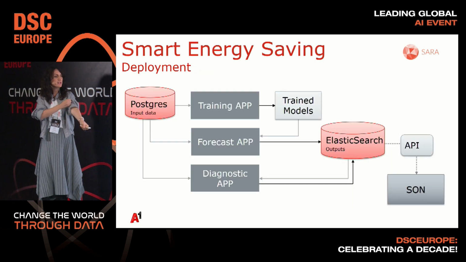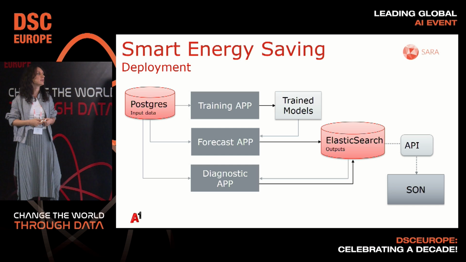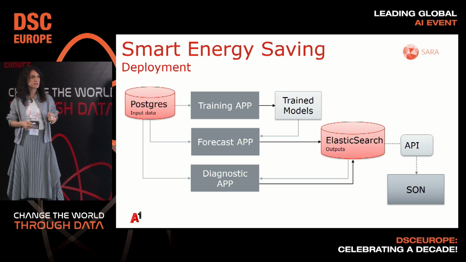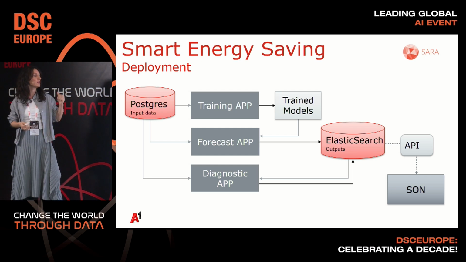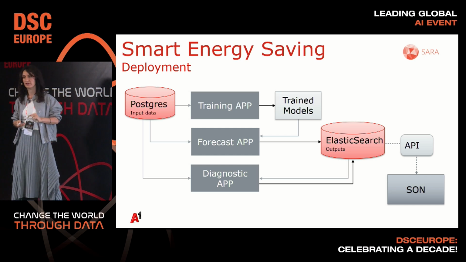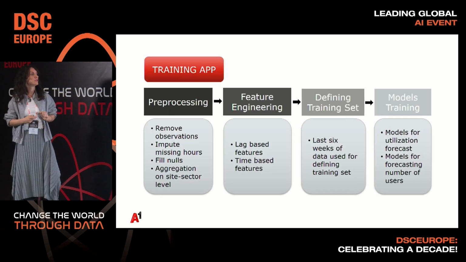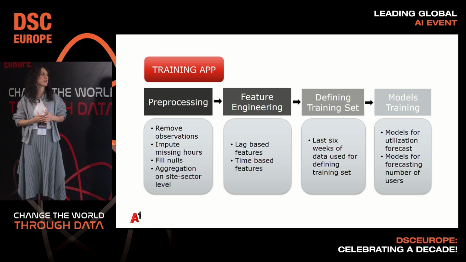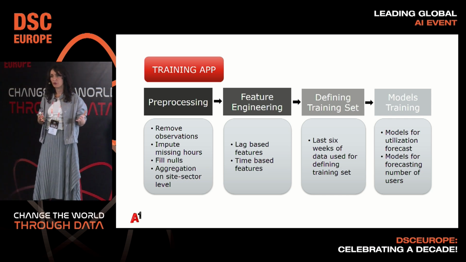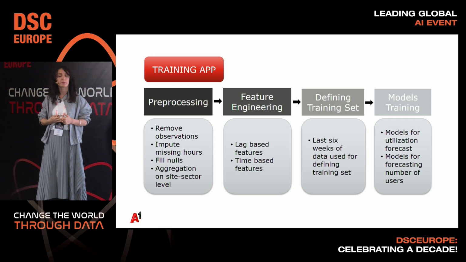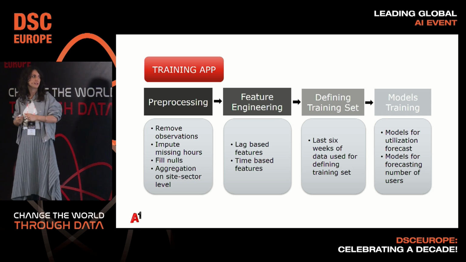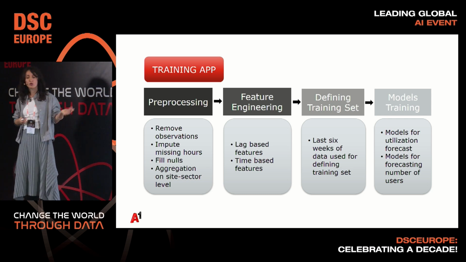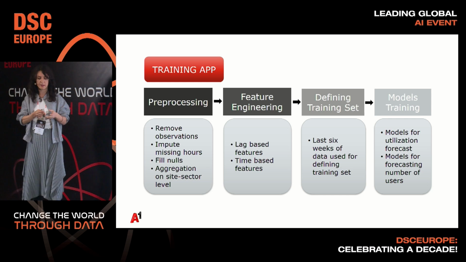So after the research phase, 3 applications were developed. One app for training purposes, since we want occasional retraining, one for the forecast, and a third for diagnostics. The training app performs all necessary pre-processing, feature engineering, and defining the training set or examples which are going to be used in the training process, based on the last 6 weeks of data history. As the output of the training app, we have 2 ML approaches, one for forecasting capacity utilization and the other for forecasting the number of users.